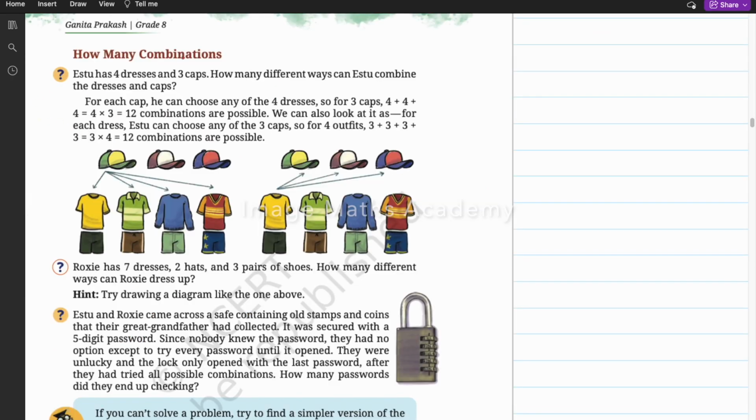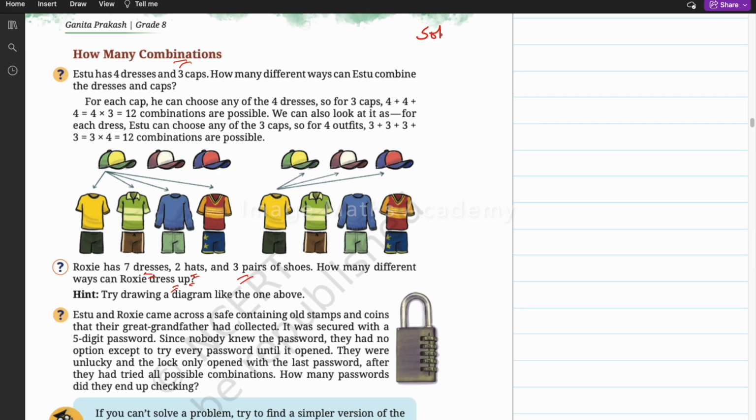Next is how many combinations. Combinations बताना है. पहला example solve गिवन है. For second we will see, Roxy has 7 dresses. रॉक्सी के पास 7 ड्रेसेस है, 2 हैट्स है, 3 पेयर्स ऑफ शूज है. How many different ways can Roxy dress up? कितने डिफरेंट वेज में वो ड्रेस्ड अप कर सकता है.